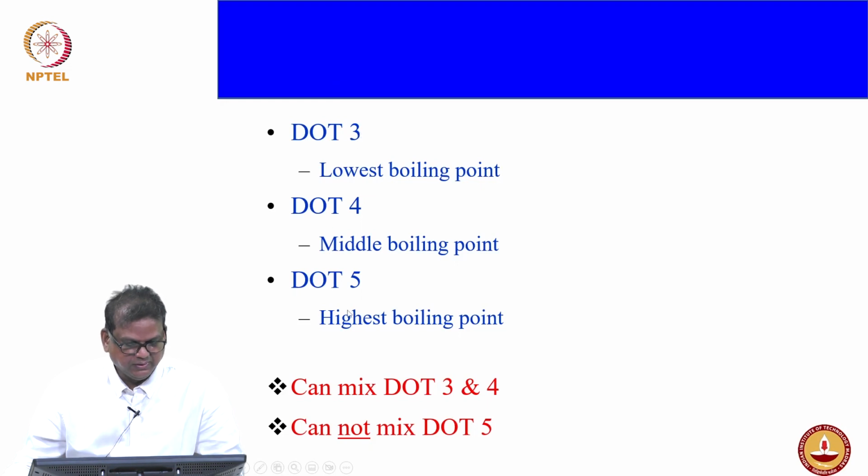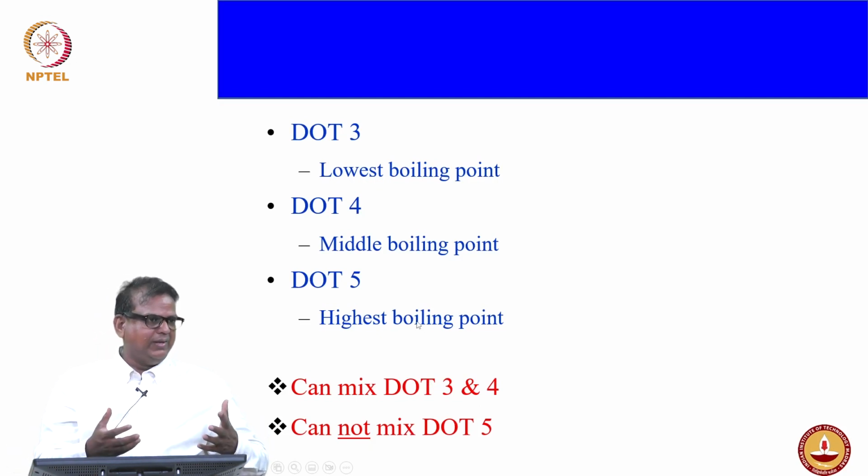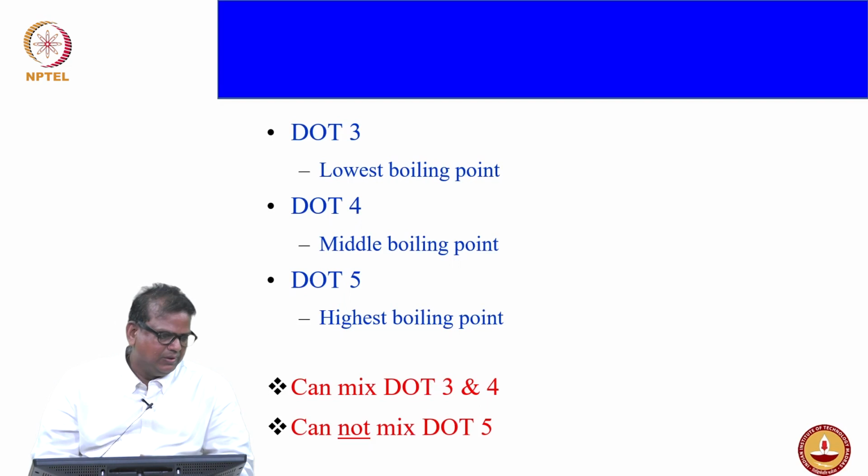This is the typical brake fluids aspect. It's given by the US Department of Transportation. They are the ones who design and define the brake fluids. This is low viscosity. DOT 3 has the lowest boiling point, whereas DOT 4 has the middle boiling point, and DOT 5 has the highest boiling point. Generally you can mix to enhance performance between 3 and 4, but you can't mix at 5 because it's already the highest boiling point. There is no reason for that.